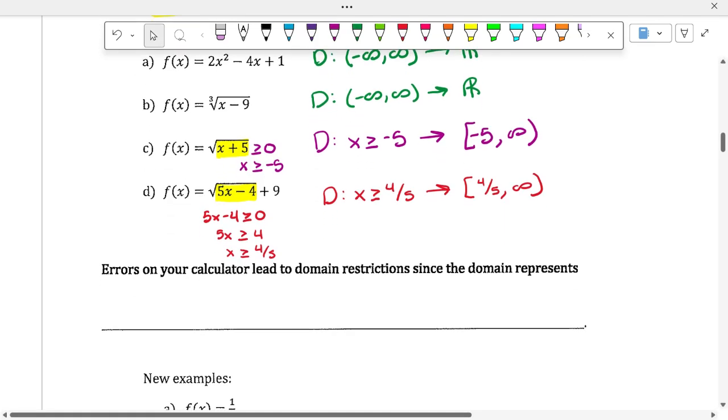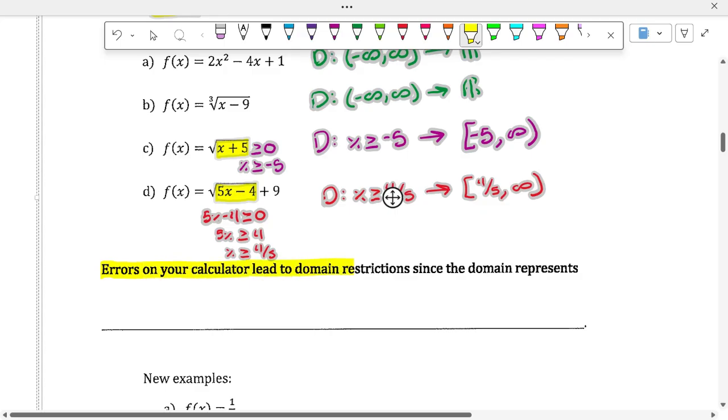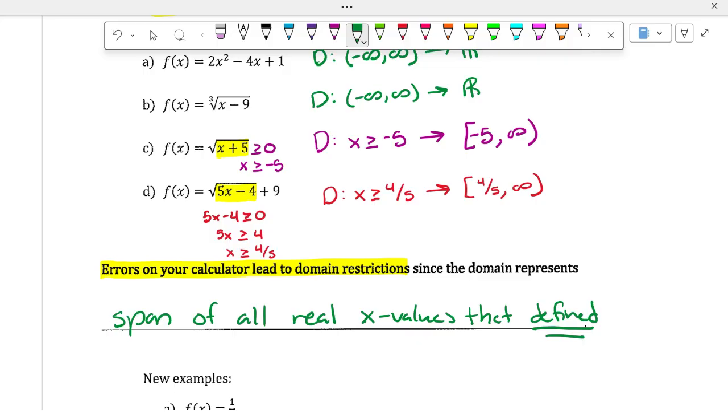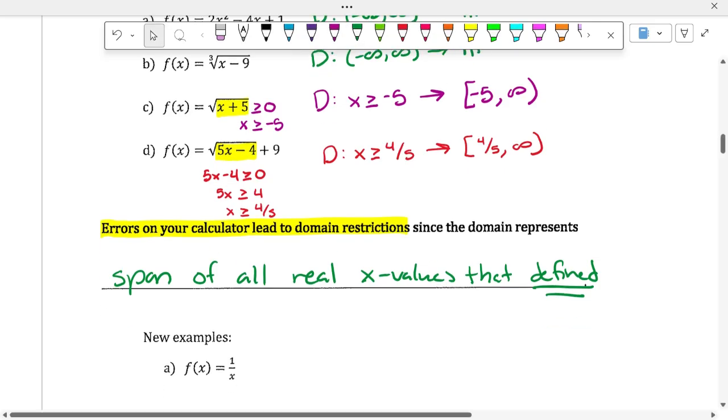Now, errors on your calculator lead to what we call domain restrictions, because the domain represents the span of all real x values that are defined in the function. So keyword here, defined. Meaning if we put it in our calculator, it's not going to give us undefined or an error. So let's look at this next one.